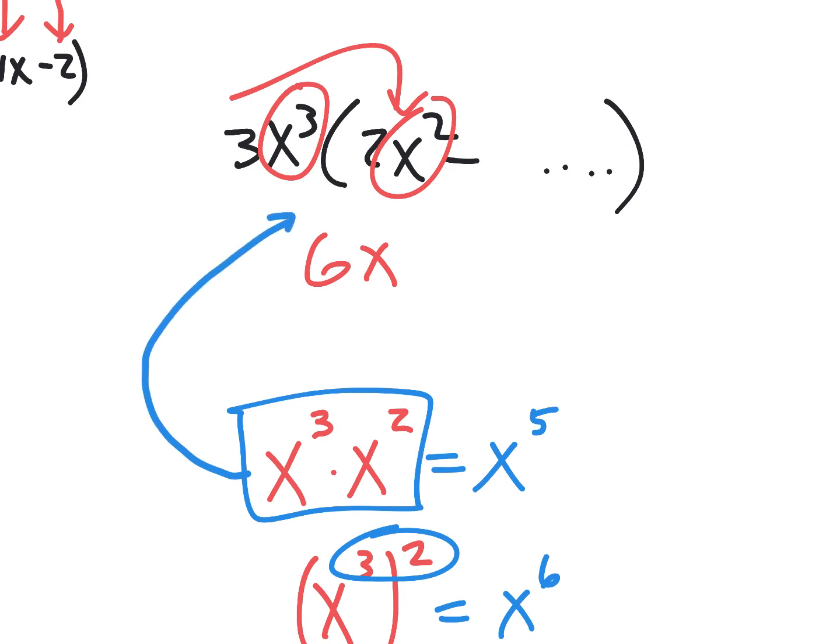We're not putting this to a power. We're multiplying x to the third times x to the second, so it's x to the fifth. I think that would have been a very common mistake. All right, so just distributing out terms like that.